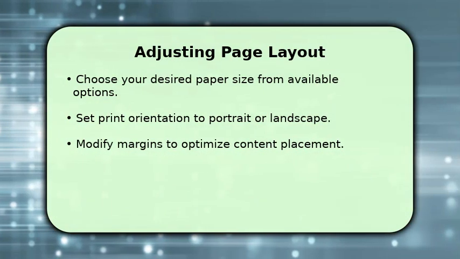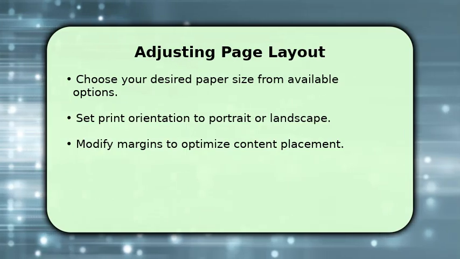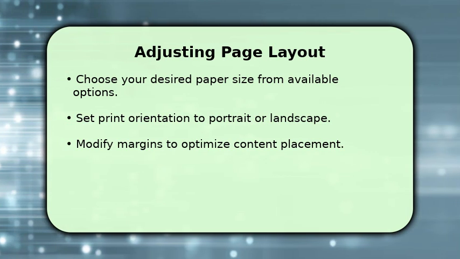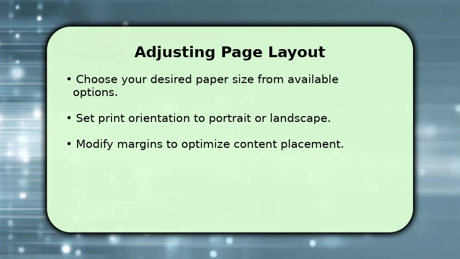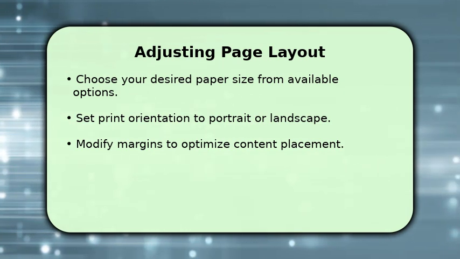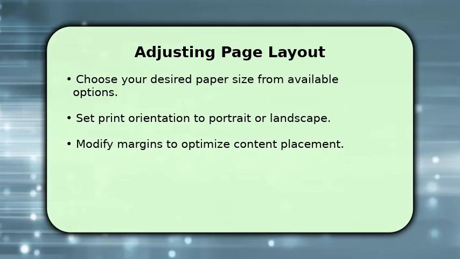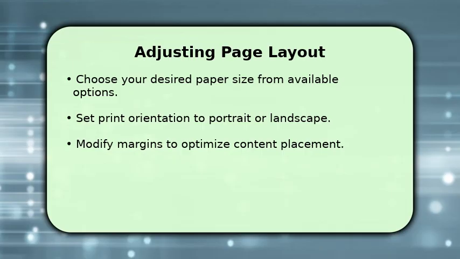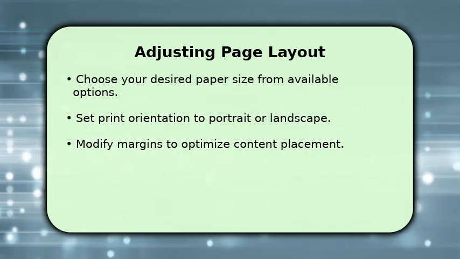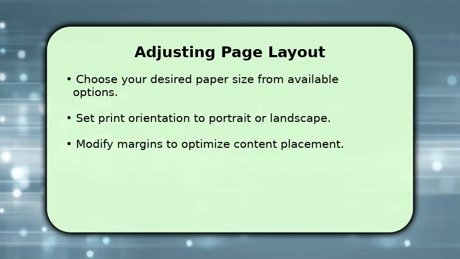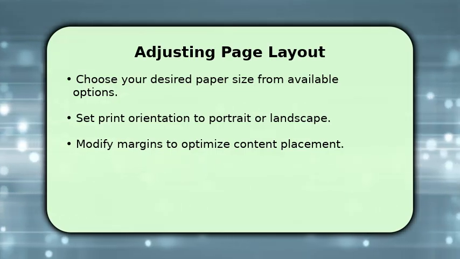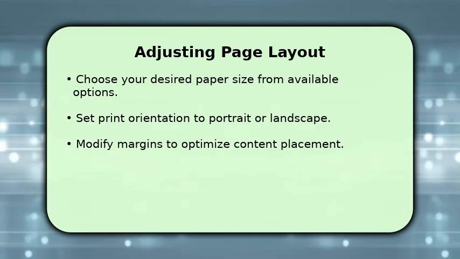Now, let's customize your page dimensions. You can easily choose your desired paper size from a list of available options, such as A4 or A5. Next, set the print orientation to either portrait or landscape to best suit your document's layout. You can also modify print margins to optimize content placement, ensuring everything fits perfectly. For invoices, you might adjust the height, for example, from 10 inches to 5 inches, to save paper.